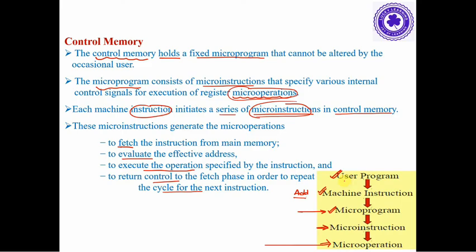It means a user program is divided into machine instructions. Each machine instruction will have a microprogram. Each microprogram is a set of micro instructions. Each micro instruction will have micro operations. Now here I'm going to discuss how these micro instructions are going to be executed, and these micro instructions are going to be stored in the control memory. To execute these micro instructions, how it is going to determine the address of the next instruction, we are going to discuss in the address sequencing topic of the control memory.